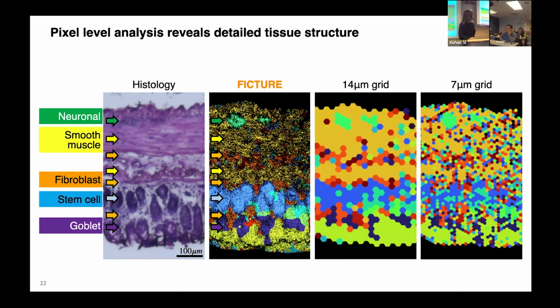For comparison, the low resolution grid-based analysis loses the fine scale tissue structure, and if you use a smaller grid size, the result is much more noisy instead of adding more details.